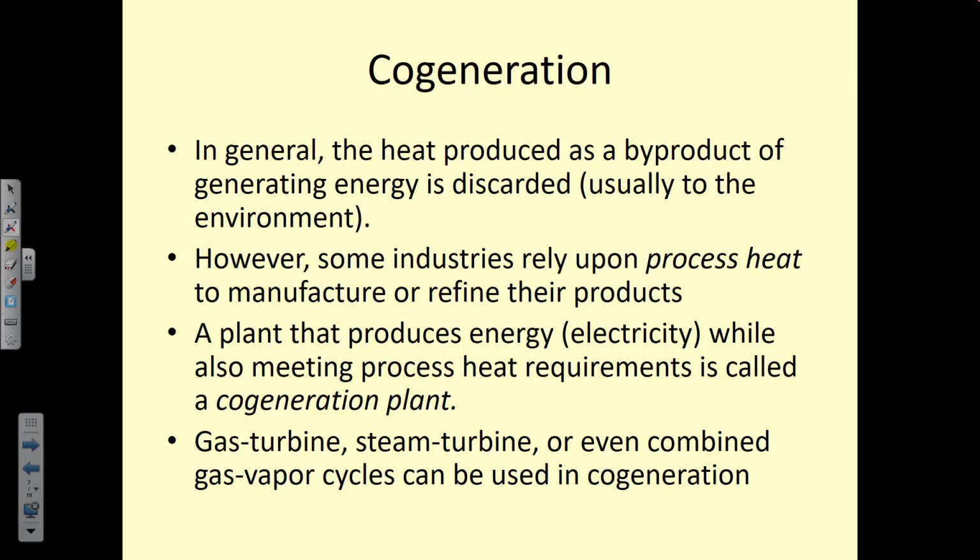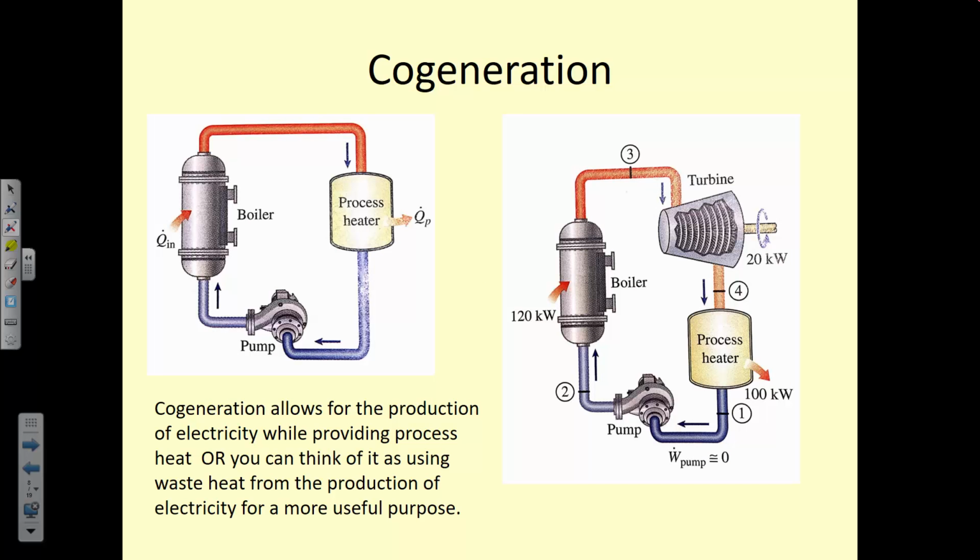So any plant that produces electricity while also generating process heat is called a cogeneration plant. And it can be a gas turbine plant or a steam turbine plant, or it can be a combined plant, so long as it's generating electricity and it's also creating this process heat. So it allows us to produce electricity while producing heat. Or we could also think of it as allowing us to produce heat while generating electricity. Depending on what your end goal is, one of the two will be a happy byproduct. So either you're getting this extra process heat that you didn't have before, or you're generating electricity that you wouldn't have otherwise.